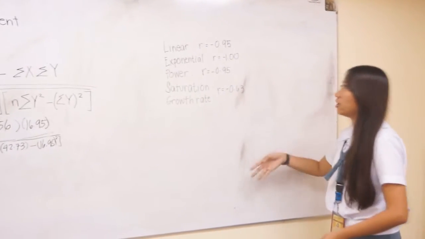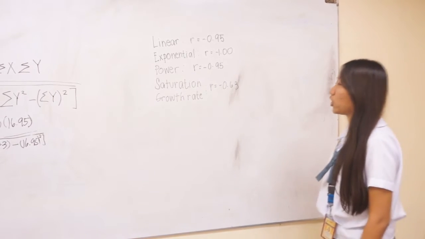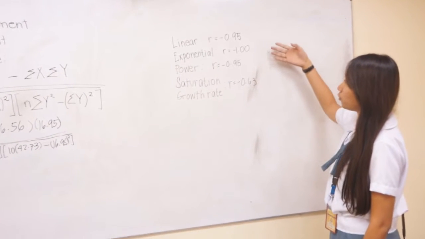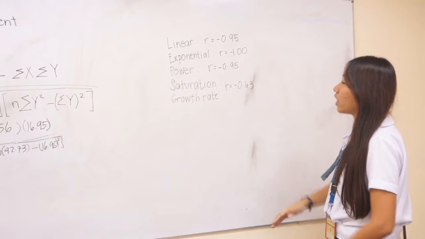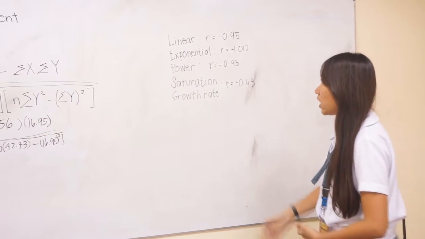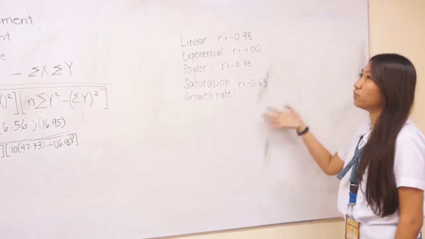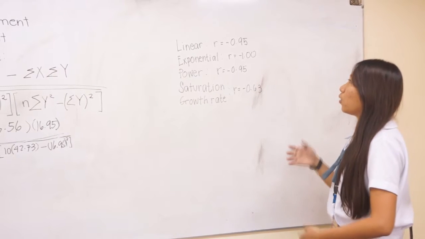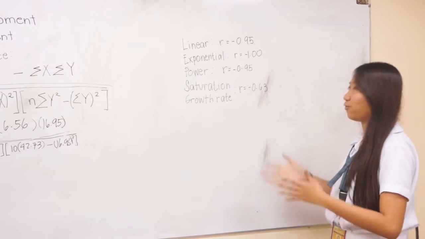Upon getting all the Pearson product moments, we can now determine the best fit model to use in solving problems. We can see that all of the Pearson products are negative. However, the best fit model is the exponential, because if you get the absolute value of the exponential, we are going to get 1, which is the closest value to the absolute value of 1.